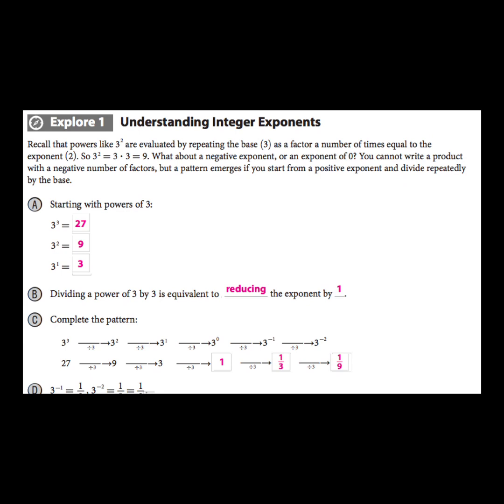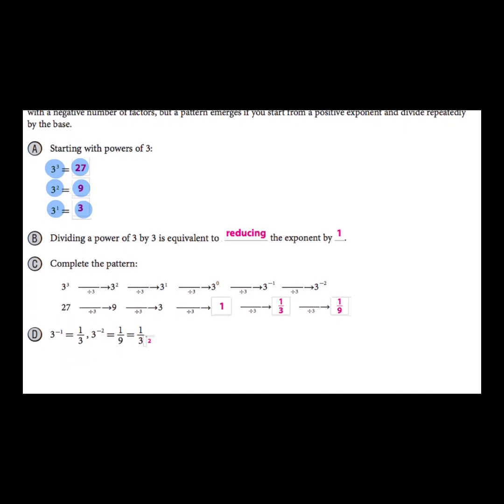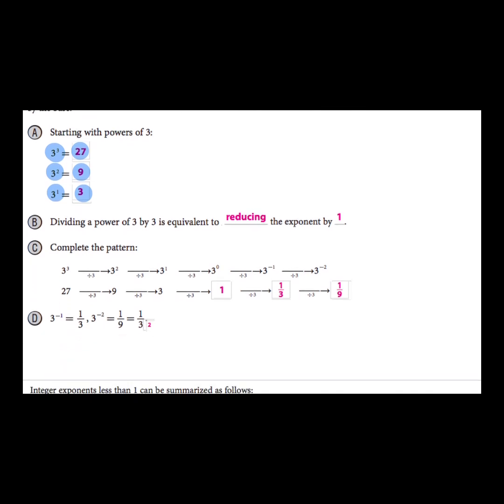As you can see that 3 to the third power equals 27. And if we continue the pattern, 3 squared equals 9, 3 to the first power equals 3. And then if we go backwards, we would reduce the power from 3 to 2 to 1. And if you keep going, it will go to 0, to negative 1, and negative 2.